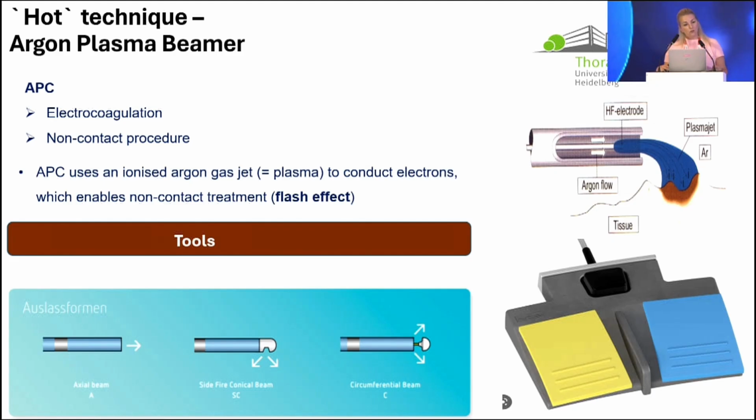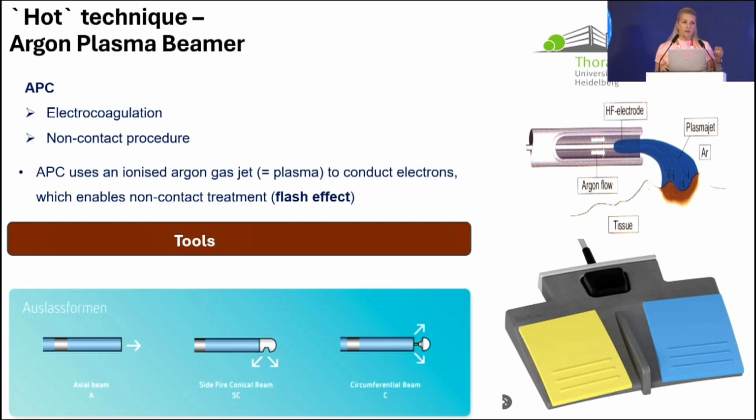We do work a lot with argon plasma coagulation. This is another non-contact method. This is a flash effect. We have a plasma jet, which conducts electrons, and in this way it heats up the tissue. Our tools are the APC probes, which can have an axial beam, a side fire effect, or a circumferential beam. There are different ones to choose from.